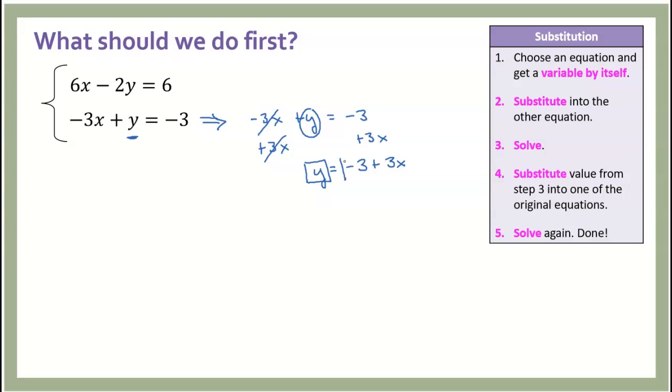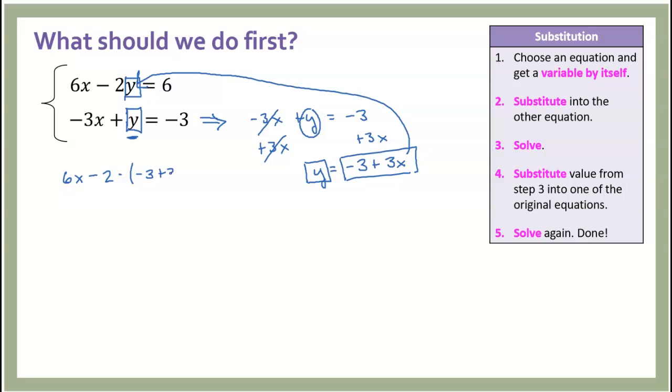We can draw our boxes. Box over here. Let's see, all the y's are boxes. So we should be able to take this box and replace this box. That's the other equation. So that's what we're going to do. We do 6x minus 2 times this whole box, so 2 times that whole box, negative 3 plus 3x. We bring down our equals 6. We need to solve that.